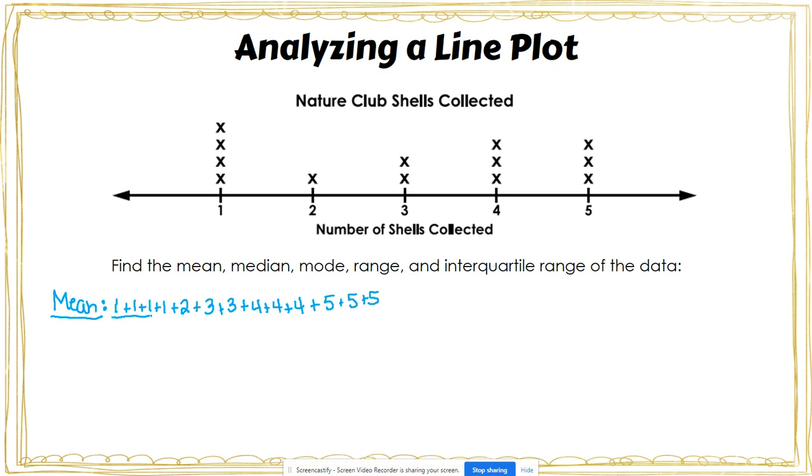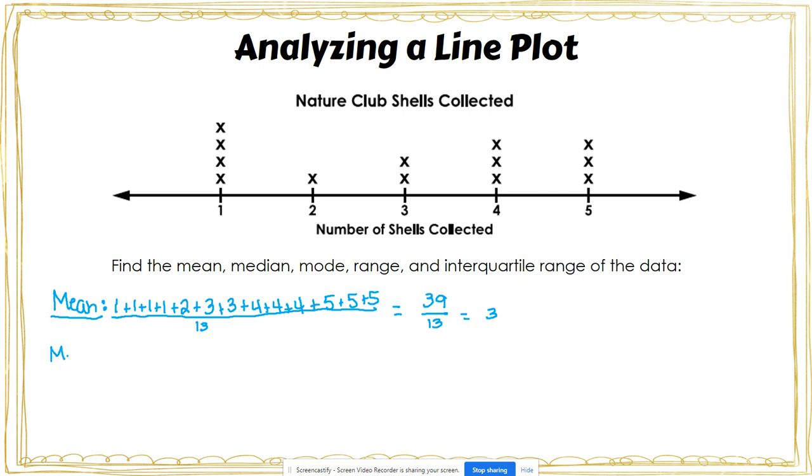The second step is to then divide by the number of items in your data set. Well, I can see that I have 1, 2, 3, 4, 5, 6, 7, 8, 9, 10, 11, 12, 13 X's. So I'm going to divide by 13. So when I add all of these numbers, I get 39. And then when I divide 39 by 13, I get 3. So that means that the average or mean number of shells collected by students is 3.